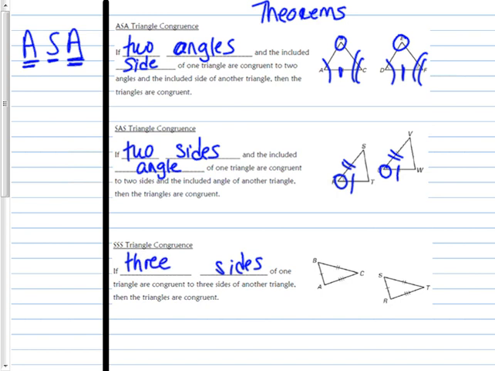That's 3. If 3 sides of one triangle are congruent to 3 sides of another triangle, then the triangles are congruent. And I have a side, side, side, and side, side, side. Those 3 triangles are congruent to each other using the side, side, side triangle congruence theorem.